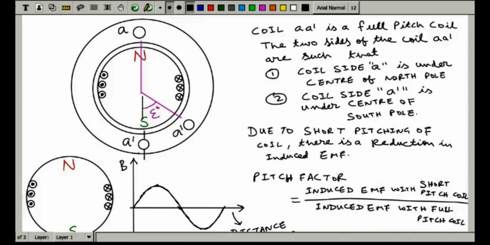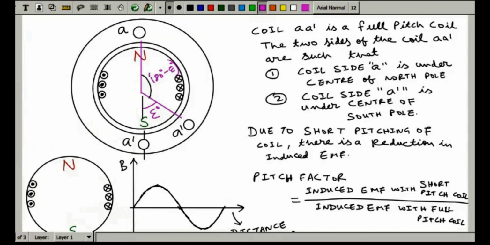When coil AA dash is your full pitch coil, you find the induced EMF and write that in the denominator, and when coil AA dash is short pitched, then you write that induced EMF with short pitch coil in the numerator. So that ratio will give you the pitch factor. Obviously this particular angle will be 180 degree minus epsilon. Let me write it another way. This is your 180 degree minus epsilon.